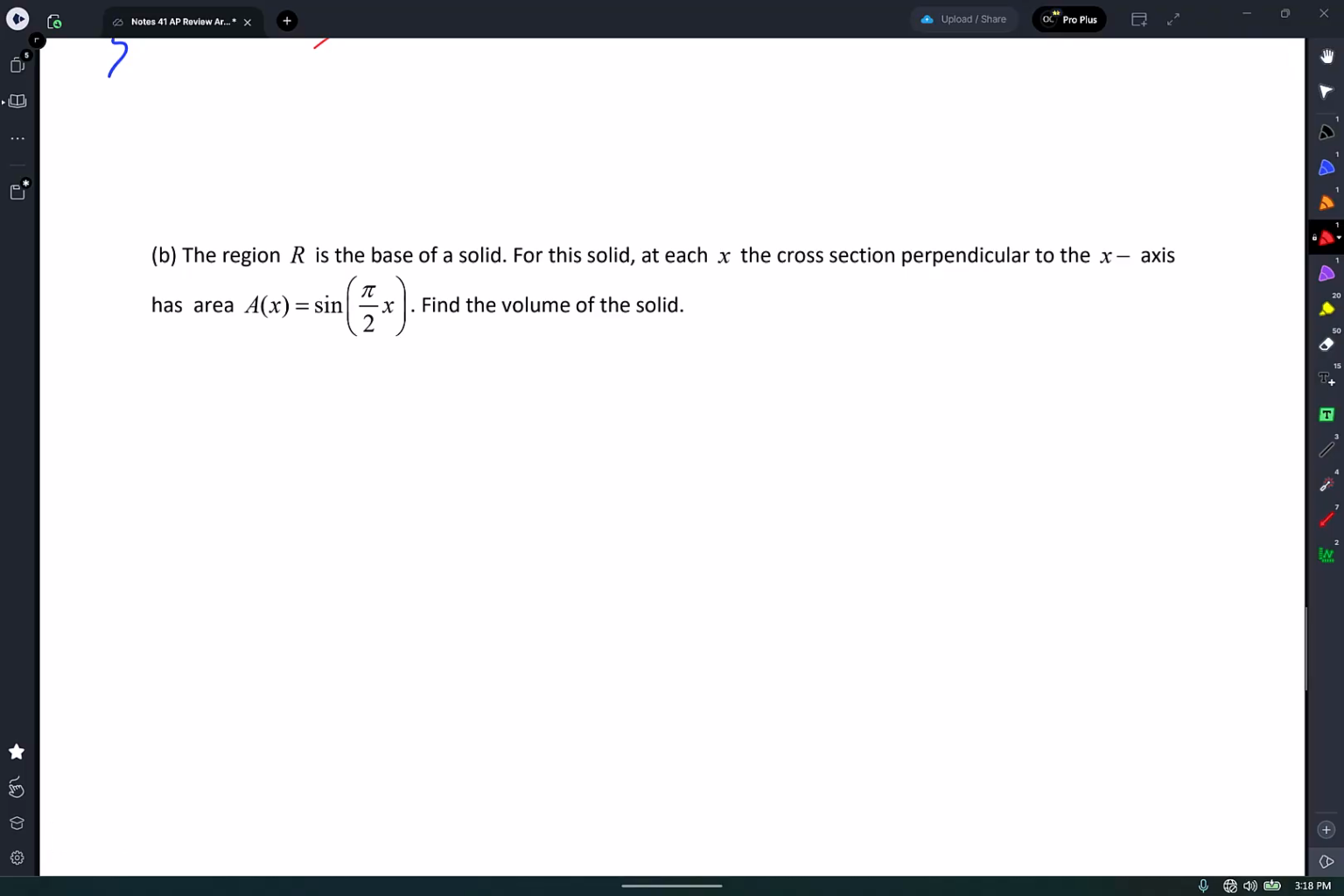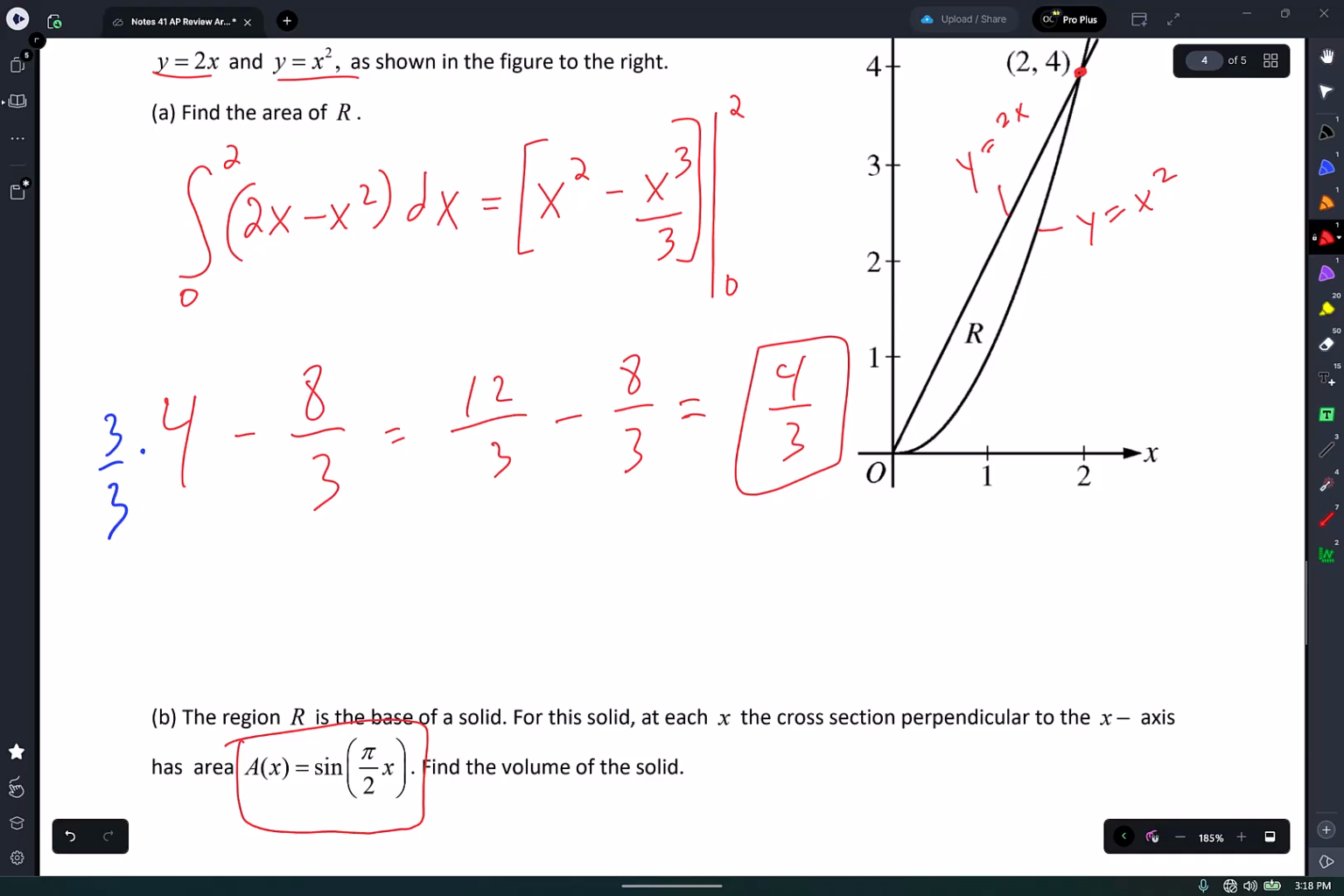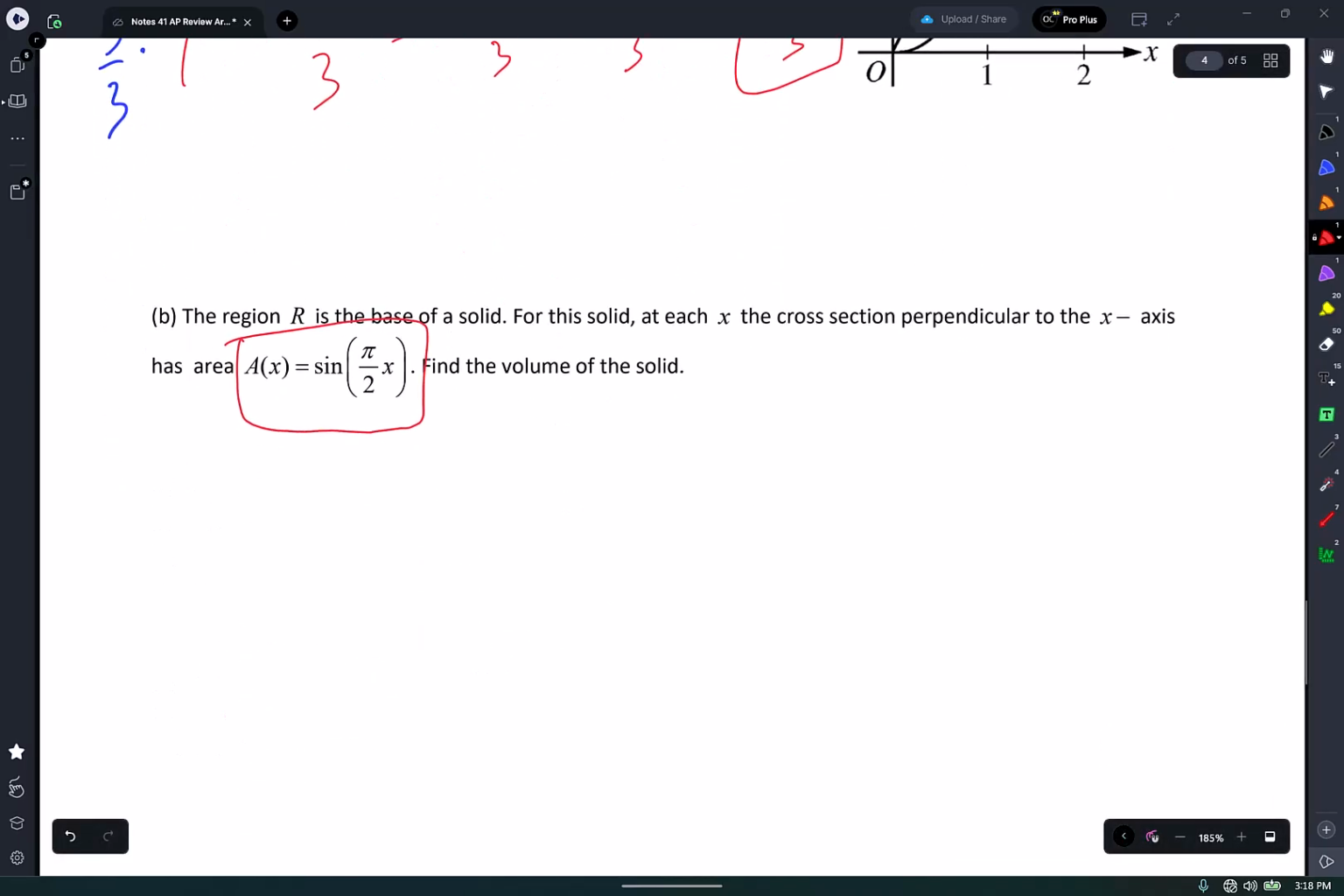Let's do letter B. The region R is the base of a solid. So I'm not rotating anything. It's just the base of a solid. For this solid, at each x, the cross-section perpendicular to the x-axis has area A of x equals that. Find the volume. So today when we did this in first period, they were like, I don't know where to integrate. What's my model? Look, they are giving it to you guys. They're telling you this is my area cross-section.